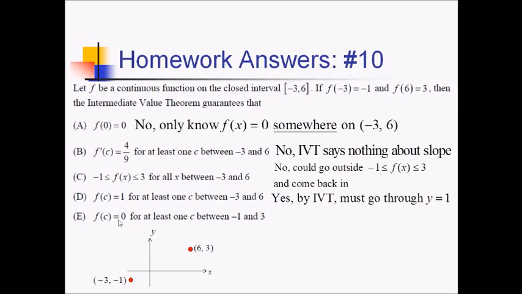So f of c equals 0 for at least one c between -1 and 3. Well, we are going to hit the y value 0 somewhere, but this is not the same interval that we had the continuity on in the beginning. It's kind of like they mixed up x and y values on this one. Since we're not using the whole interval, we're not guaranteed that we hit 0 between -1 and +3 for the x values. We're guaranteed we hit it between -3 and +6, but this interval is too small. So choice D then is the only one that works here.